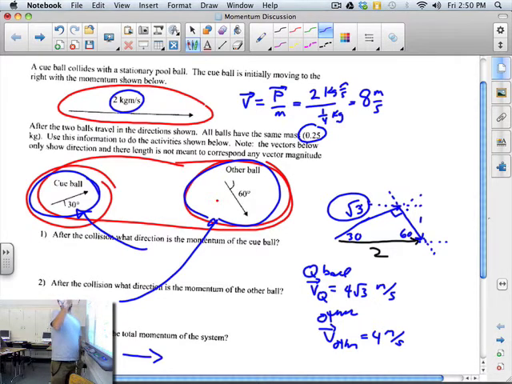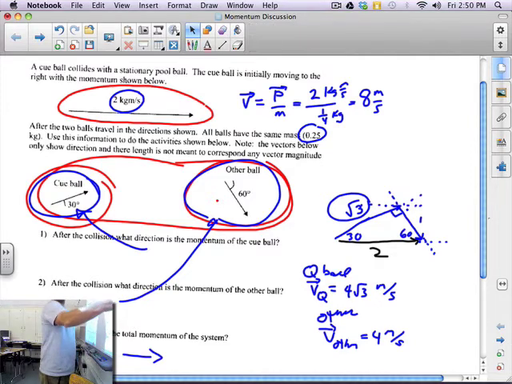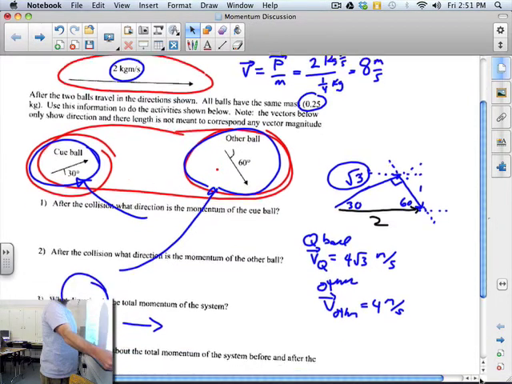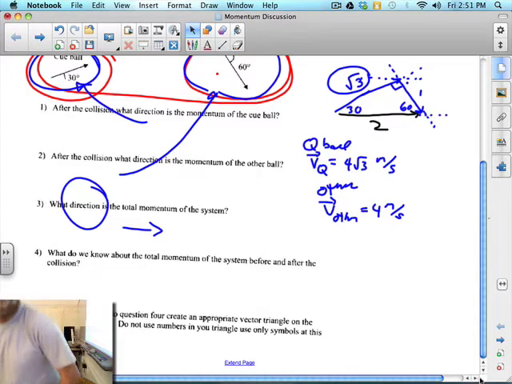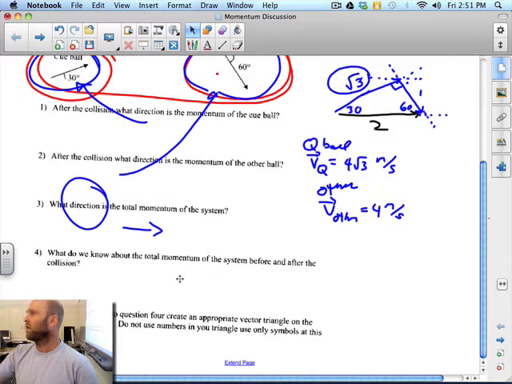So have you now figured out the momentum of everything before and after the collision, the velocity of everything before and after the collision, and you already knew the mass of everything before and after the collision? You guys good? So we've done all of this. What do we know about the total momentum of the system before and after the collision? That should be really easy. Yell it out. Same. Okay, same.